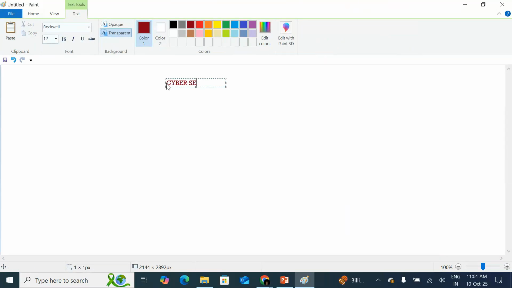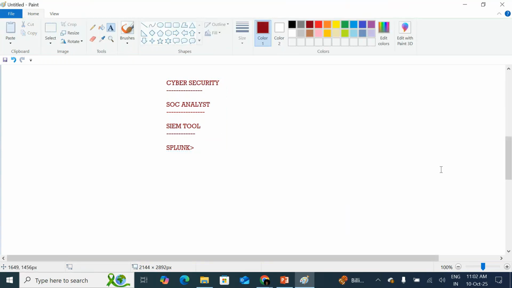Cyber security. On the cyber security, SOC analyst, SIEM tool. What is that? Splunk. Got my point, sir? Now you understand the relation between those things? Yes. Okay, now. If it is Splunk, it can be supported with a total of 4, as we discussed.